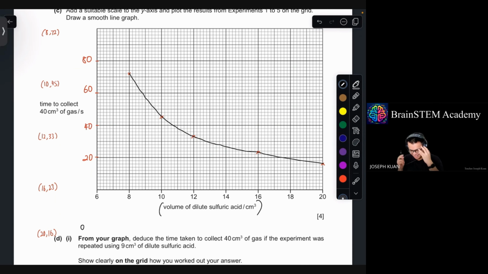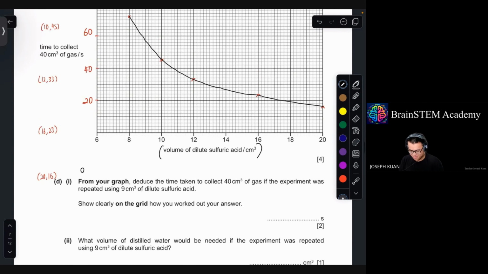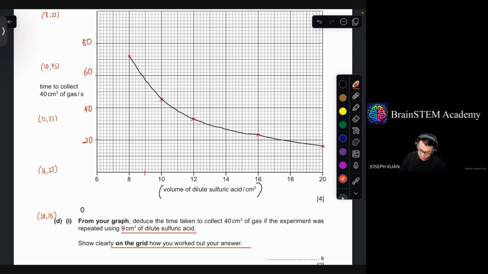Let's go. Okay, so we got the graph, right? So D1, from your graph, deduce the time taken to collect 40 cm cube of gas if the experiment was repeated using 9 cm cube of dilute sulfuric acid. Show clearly on your grid how you work your answer. So it's the 9 cm cube of dilute sulfuric acid. So based on the graph, this is 9.